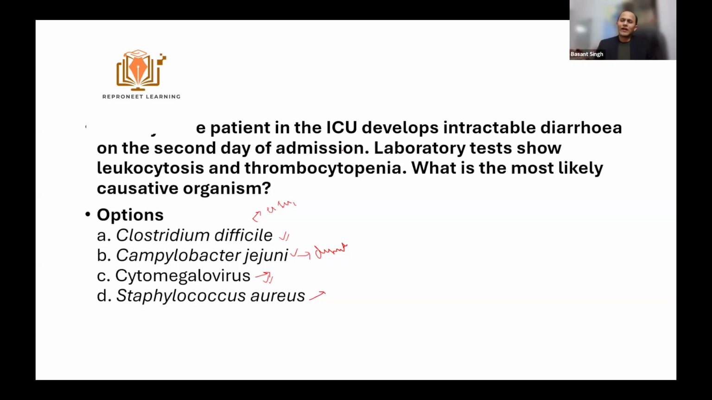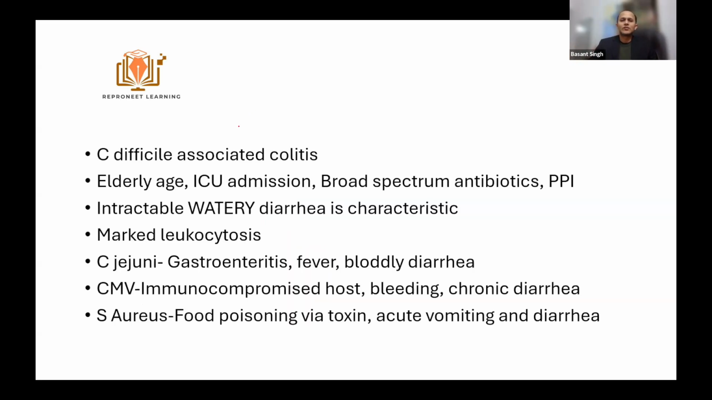So if this question was like children went to a picnic and then when they came back home, these people are having loose stools, then you can think of a staph origin, that is a local outbreak of diarrhea. Okay. So this is how we have to see. C. difficile: elderly age, ICU admission, broad spectrum antibiotics, intractable watery diarrhea, marked leukocytosis. C. jejuni: gastroenteritis, fever, bloody diarrhea. CMV in immunocompromised patients. Staph aureus: food poisoning via toxin. They will have acute vomiting and diarrhea.